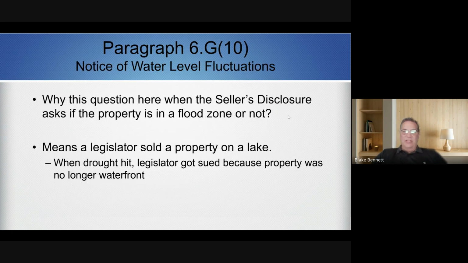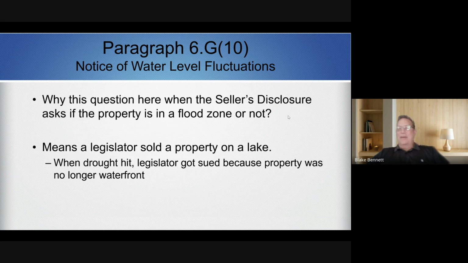Water level fluctuations in 6G10. I thought this was kind of weird. The contract says, you know what, during drought, the water level fluctuates. During higher level, more rain, we get more water. So water level fluctuates. I've asked around, why do we have to notify people that the water level fluctuates?